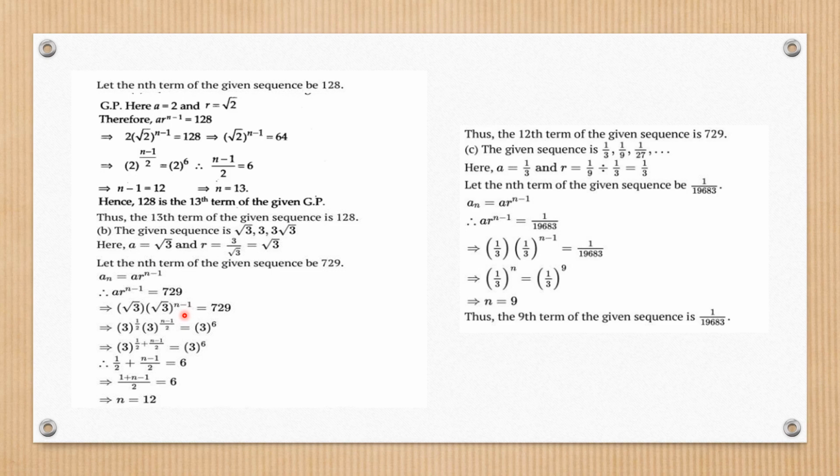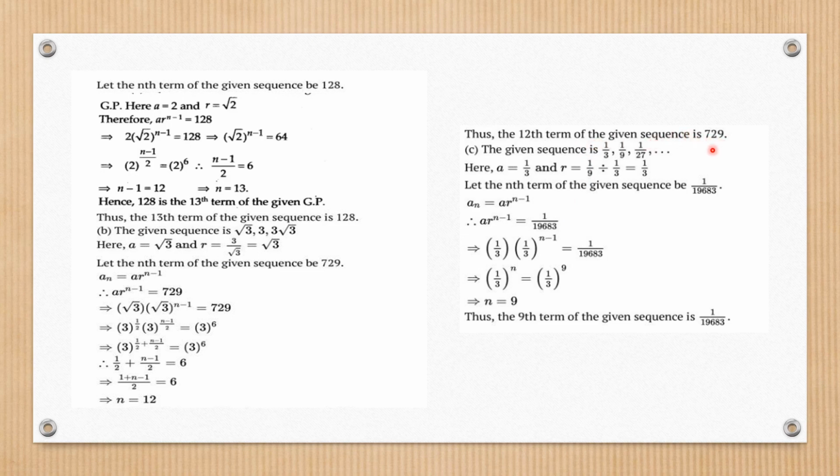So when added, it will become 3 raised to power (n minus 1)/2 plus half, which will give me, the powers can be equated like this, 3 raised to power 6. Half plus (n minus 1)/2 is equal to 6, because since the bases are the same, I'll just equate the powers. So by taking LCM, it becomes (n minus 1 plus 1) divided by 2 equal to 6. That means n by 2 is equal to 6, that is n is equal to 12. So the 12th term of the given sequence is 729.